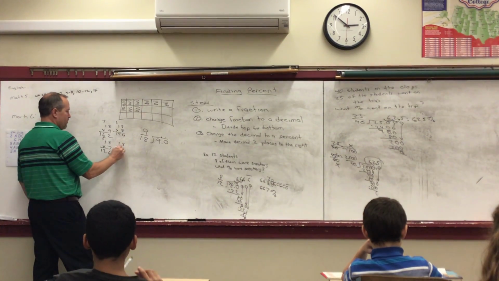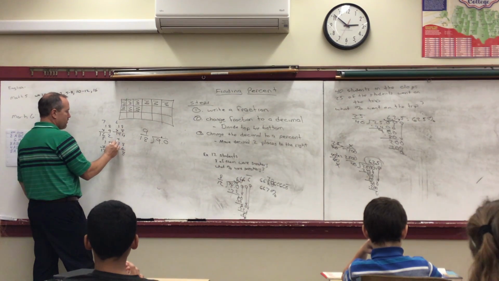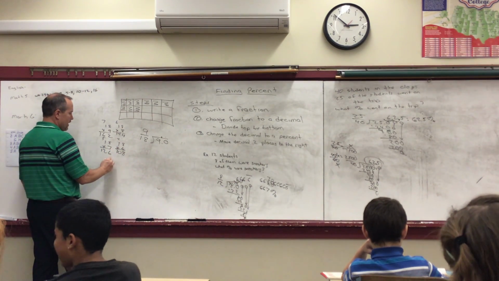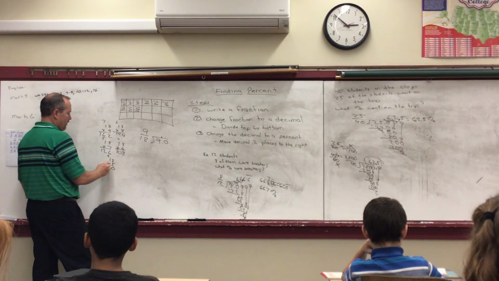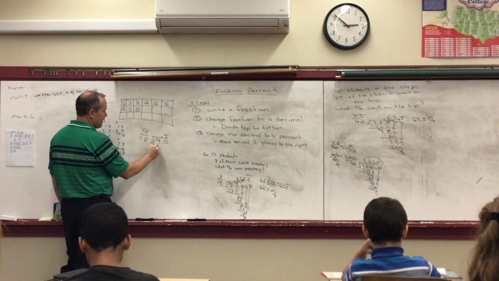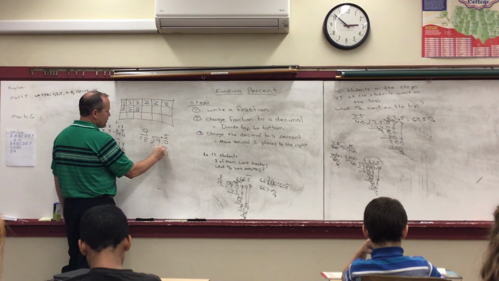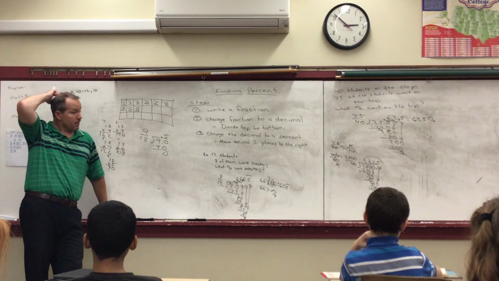18 times 6. 6 times 8 is 48. Carry the 4. 6 times 1 is 6, and 4 is 10. Still too big. 18 times 5. 5 times 8 is 40. Carry the 4. 5 times 1 is 5, and 4 is 9. And that's what we want. It goes 5 times. 5 times 18 is 90. Subtract, you get 0. So as a decimal, it is 0.5.